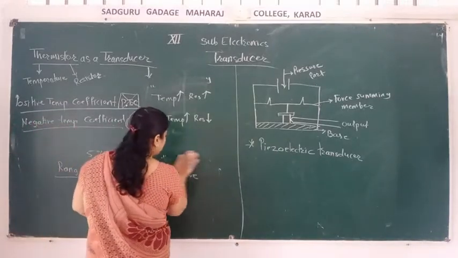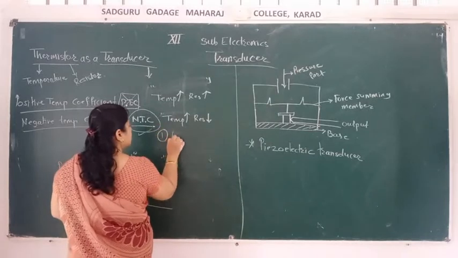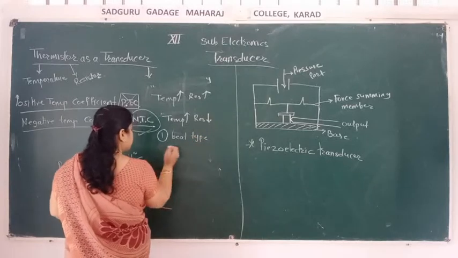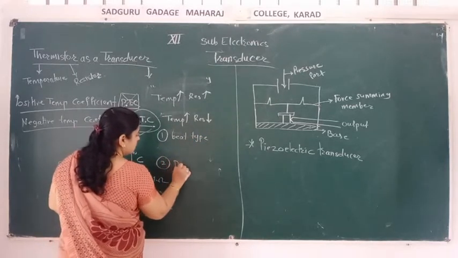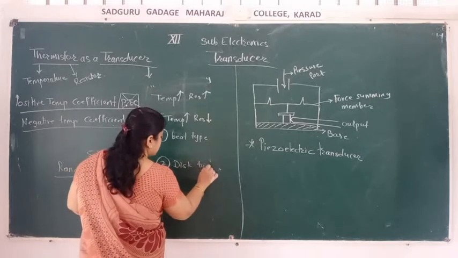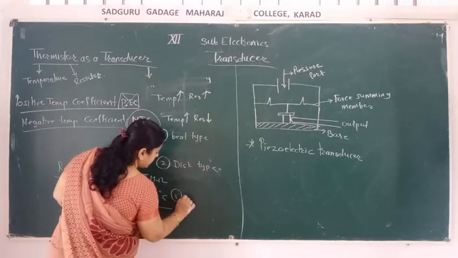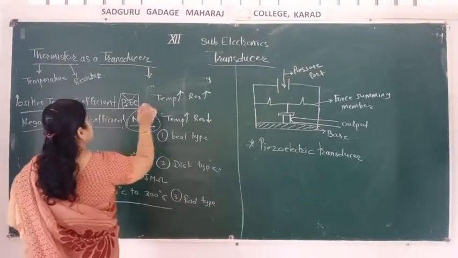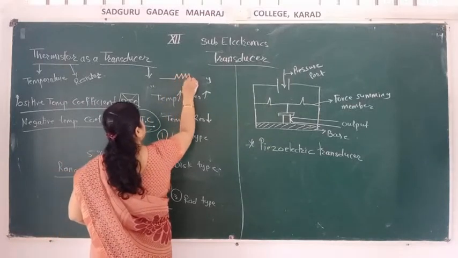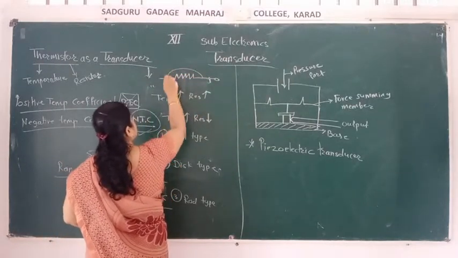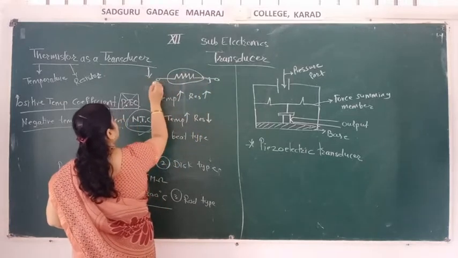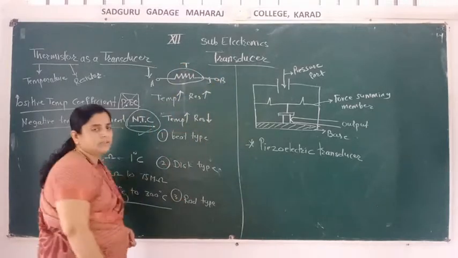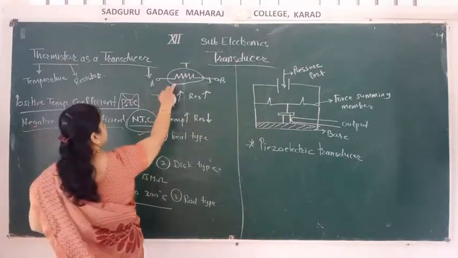What are those 3 types? The first type is the bead type thermistor. The second is the disc type thermistor, and the third is the rod type thermistor. Simply, the symbol of the thermistor is like this. You can draw it like this. These are the 2 terminals or 2 leads, A and B. This is the T, T meaning the thermistor.